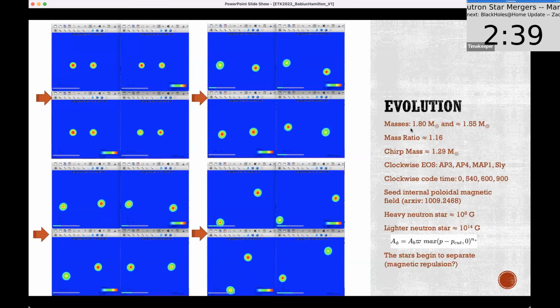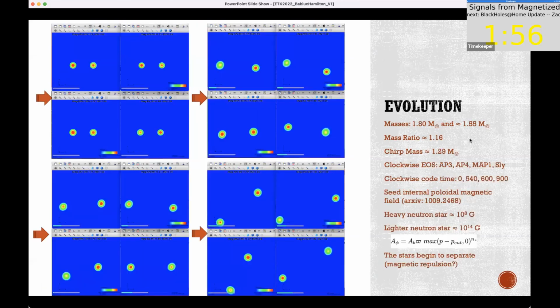When we start with the evolution, here I present, clockwise, AP3, AP4, MPA1, and SLy. For the mass ratio 1.16, the masses are 1.8 and 1.55, chirp mass 1.29, and the time, this is the initial time, and then, clockwise, the later times 540, 60, 90. I use a seeded internal poloidal magnetic field in which the heavy neutron star has 10^8 Gauss and the lighter neutron star 10^14 Gauss.